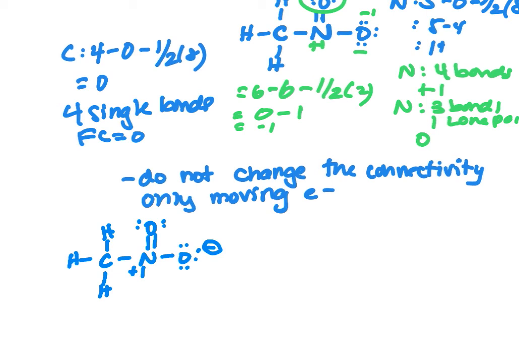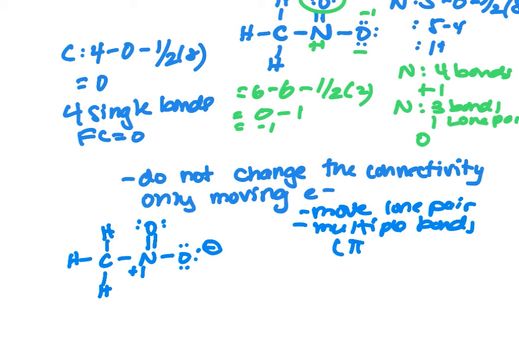When you're doing resonance structures, you are going to move lone pairs and multiple bonds. And what I mean by multiple bonds is pi bonds or triple bonds. Those lone pairs can move between the oxygen and the nitrogen. And then I can take the pi electrons and push them out onto the oxygen.